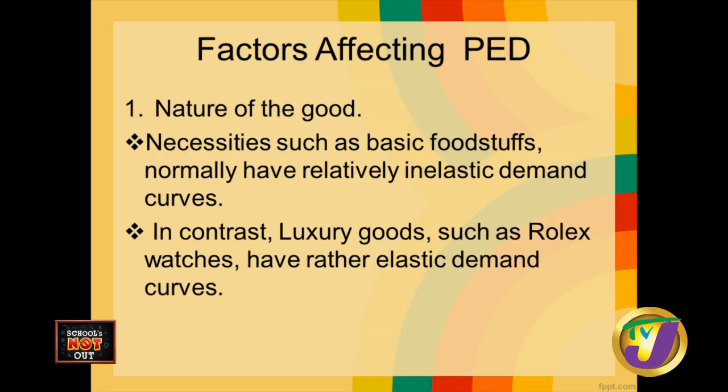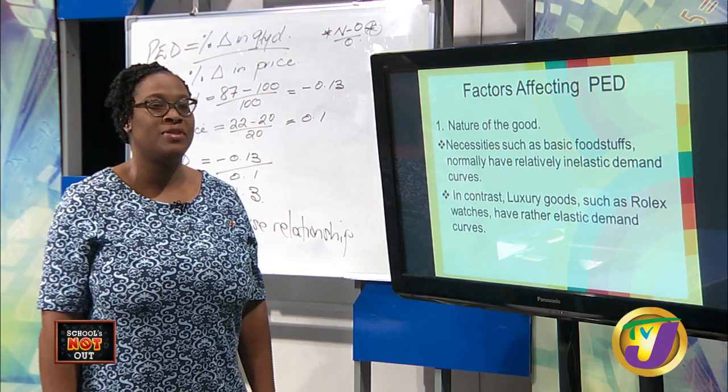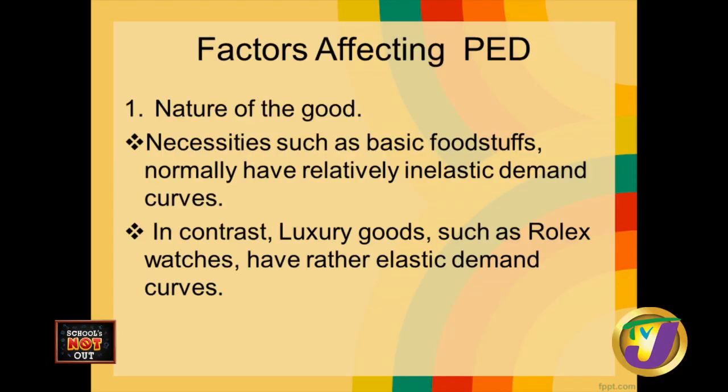Now we want to turn our attention to some of the factors that will affect price elasticity of demand. And the first one here is the nature of the good. We touched on some of it before, but let us go through. Goods that are necessities, such as basic foodstuff, normally have relatively inelastic demand curves. As I said to you before, these are items that we need for our day-to-day existence. So our water, our light, our food, all of these things will have an inelastic demand curve. They are not responsive or not very sensitive to changes in price.